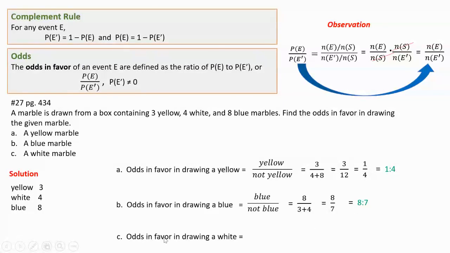And finally, C, right? Odds in favor of drawing a white will be white over not white. The white are 4, and the not white are 11. So it's going to be the ratio of 4 to 11. Okay, let's move on. That's kind of self-explanatory.